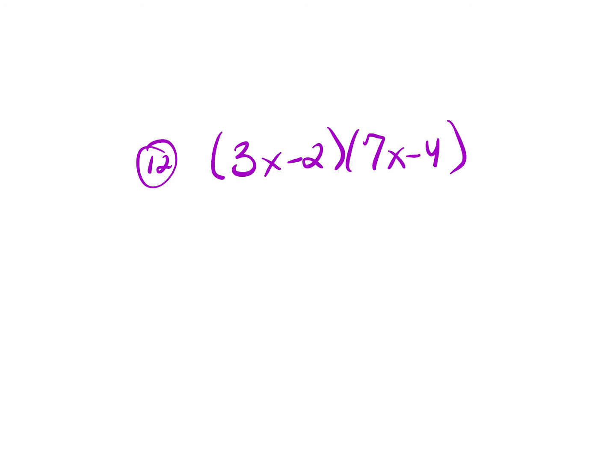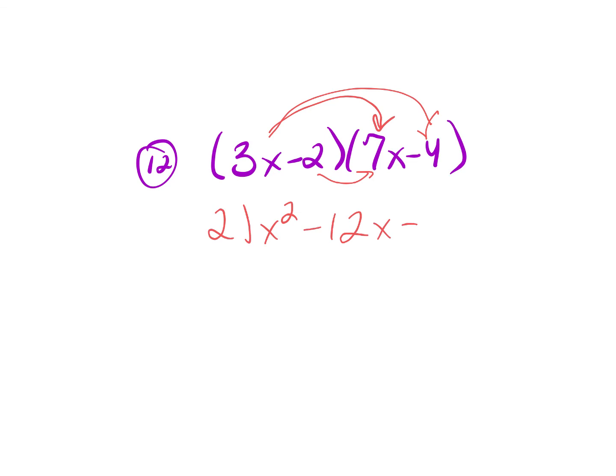All right, now what is this one telling me to do? FOIL, right? If you don't remember first, outer, inner, don't worry about it. Just take that first term and distribute it to everything in that second parenthesis. So 3 times 7 is 21, and x times x is x squared. 3x times negative 4. Well, 3 times negative 4 is negative 12, good. And then I have my x. Now the inside, negative 2 times 7x, I'm sorry, negative 14x, right? And negative 2 and negative 4 is positive 8.